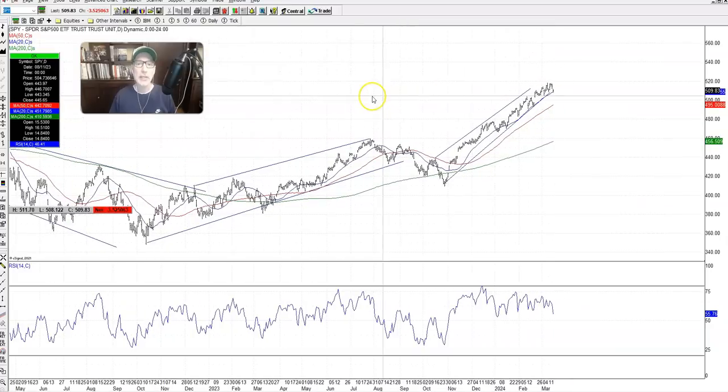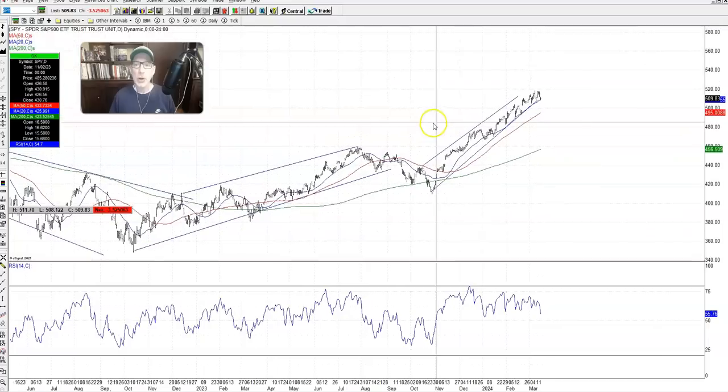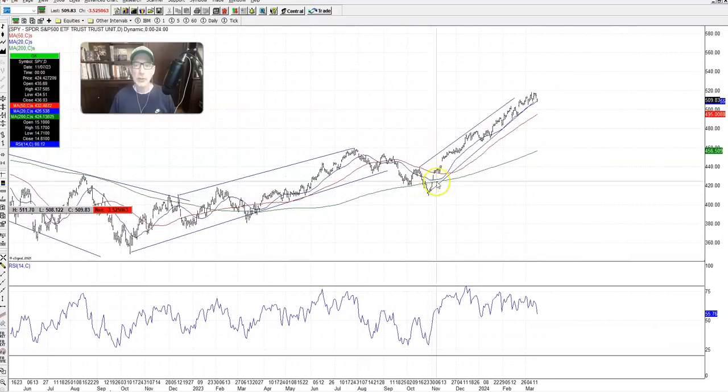So let's look at a daily chart of the SPY, which is the exchange traded fund for the S&P 500. If you want to know the symbol, just look up here in the top left corner. So we know since last October 2023, the market in general has been in a nice, beautiful uptrend.